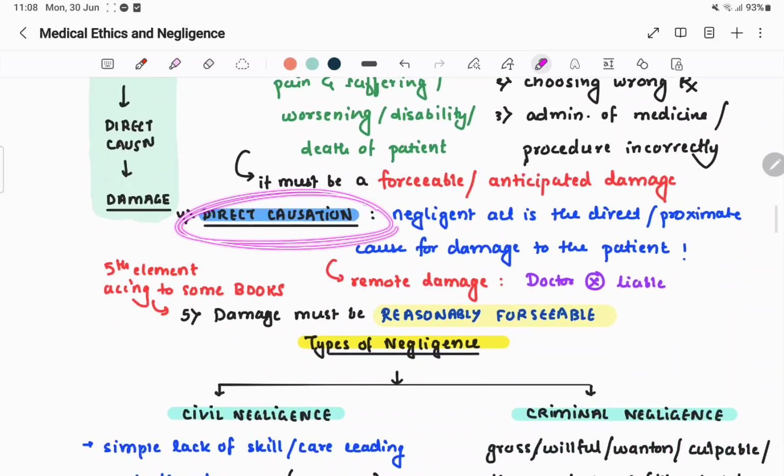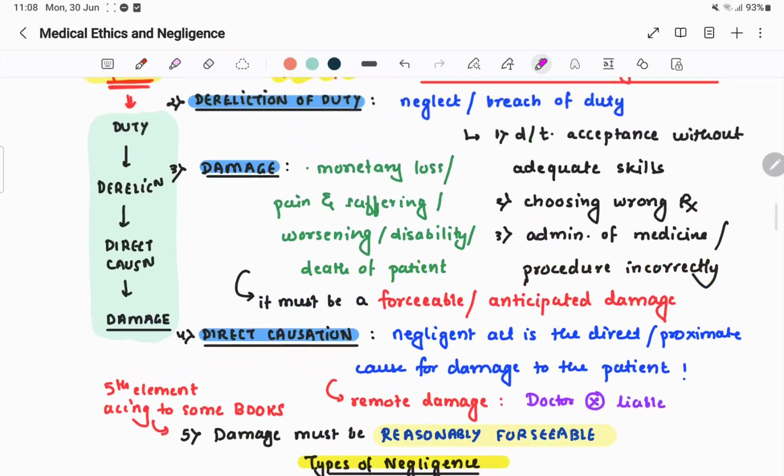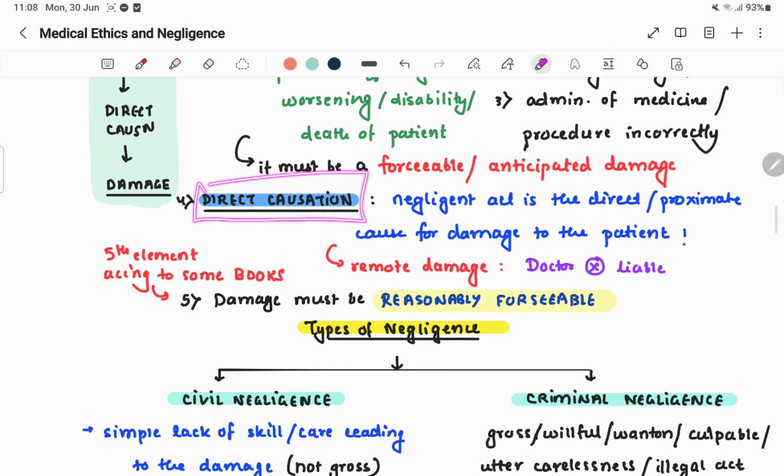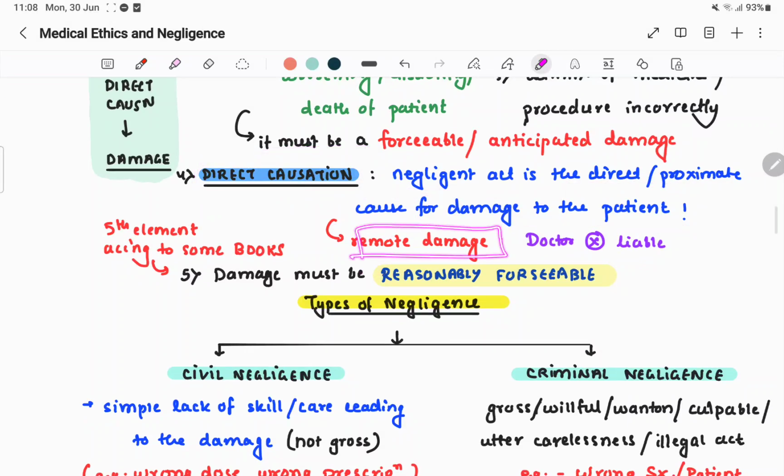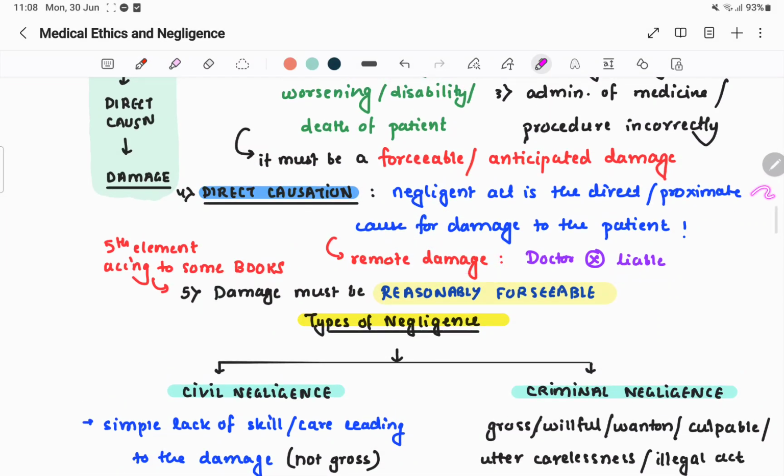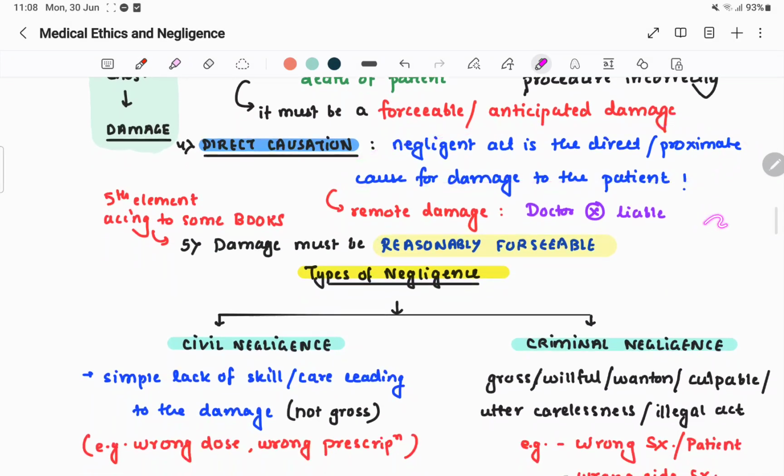Then direct causation. Just follow the sequence: duty, dereliction, direct causation, damage. Direct causation means the negligent act is the direct or proximate cause. Remote damage, the doctor is not liable. If the negligent act only leads to the damage, this is called direct causation, and in this the doctor is responsible.